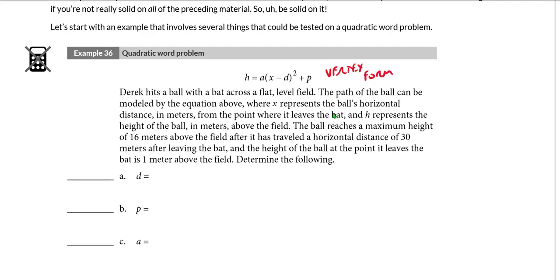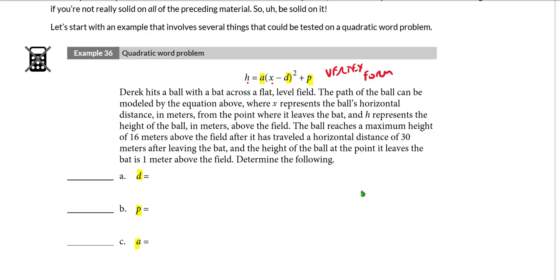The path of the ball can be modeled by the equation above, where x represents the ball's horizontal distance in meters from the point where it leaves the bat, and h represents the height of the ball. So there's the height of the ball, and there's the horizontal distance of the ball in meters above the field. The ball reaches a maximum height of 16 meters above the field after it has traveled a horizontal distance of 30 meters after leaving the bat, and the height of the ball at the point it leaves the bat is 1 meter above the field. Determine the following. So we need to know what the A, the D, and the P are.